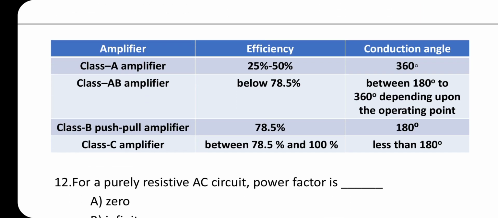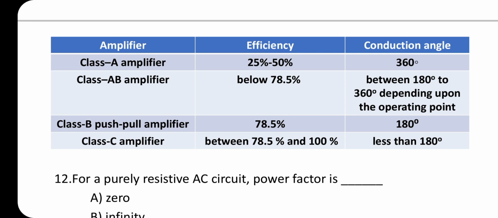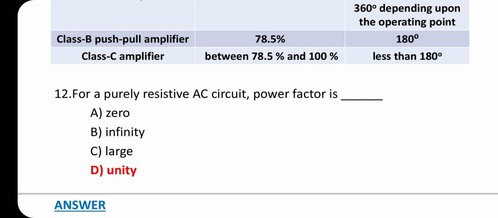Amplifier efficiency and its conduction angle. Class A amplifier efficiency is 25% to 50%. Conduction angle is 360 degrees. Class AB amplifier efficiency is below 78.5%. Conduction angle is between 180 degrees to 360 degrees depending upon the operating point. Class B push-pull amplifier efficiency is 78.5%. Conduction angle is 180 degrees. Class C amplifier efficiency is between 78.5% and 100%. Conduction angle is less than 180 degrees.